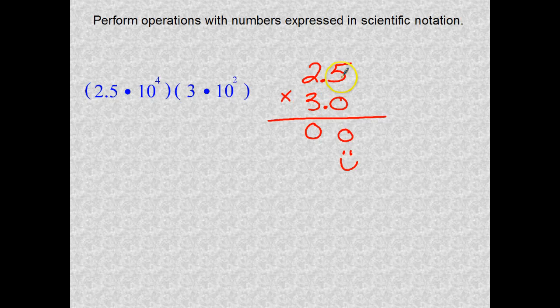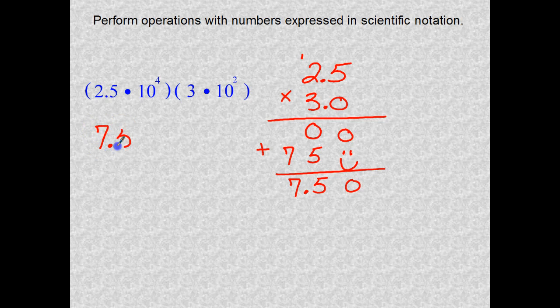5 times 3 is 15. Carry the 1. And 3 times 2 is 6. With that 1 is 7. All right, let's add that up here. 5. There's your 7. And we have 2 decimals, so 1, 2. We go 1, 2. So really this is 7.5 or 7 and 5/10.